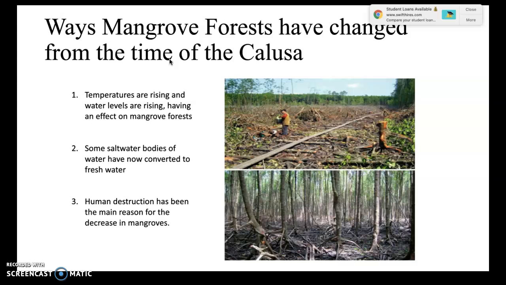Now to discuss ways mangrove forests have changed from the time of the Calusa. There are three huge changes that we have seen. One, temperatures are rising and water levels are rising, having a direct effect on mangrove forests. A lot of mangrove forests, as you can see in this image, are being deforested, taken down, and used for lumber. Another change is that some saltwater bodies of water have now converted to freshwater. And a third change is human destruction, which has been the main reason for the decrease in mangroves.